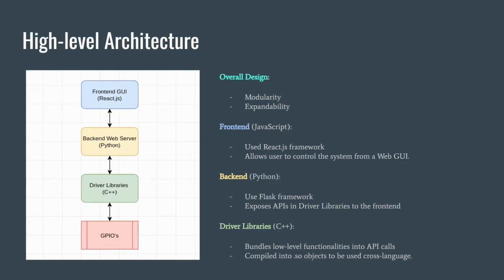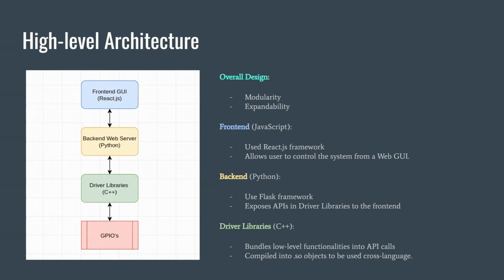Here we present a 30,000 feet high-level overview of the project. You can see the architectural design of DoRo is extremely modular and expandable. We're separating different functionalities of the project into 3 different modules: front-end, back-end, and driver libraries. So if you want to add additional features on the DoRo, you can easily do that by looking at different modules separately.